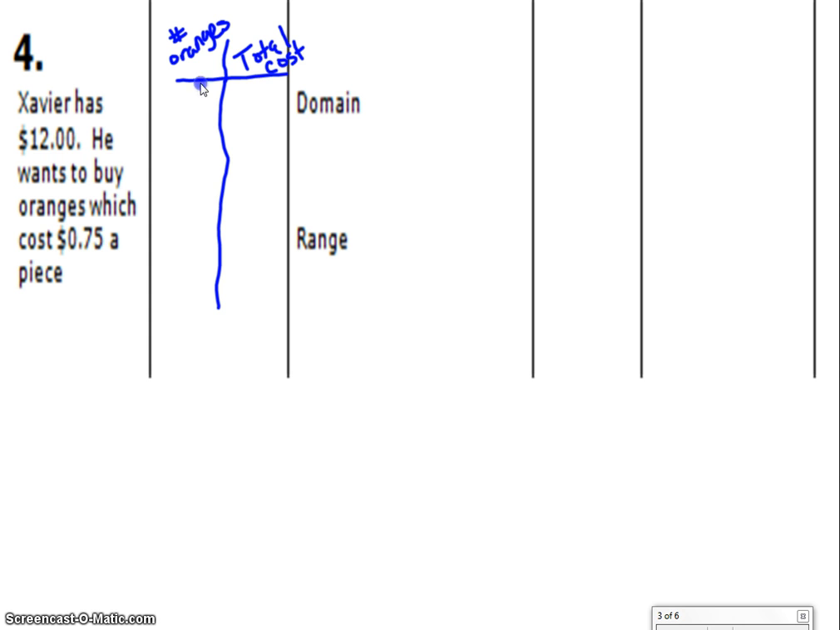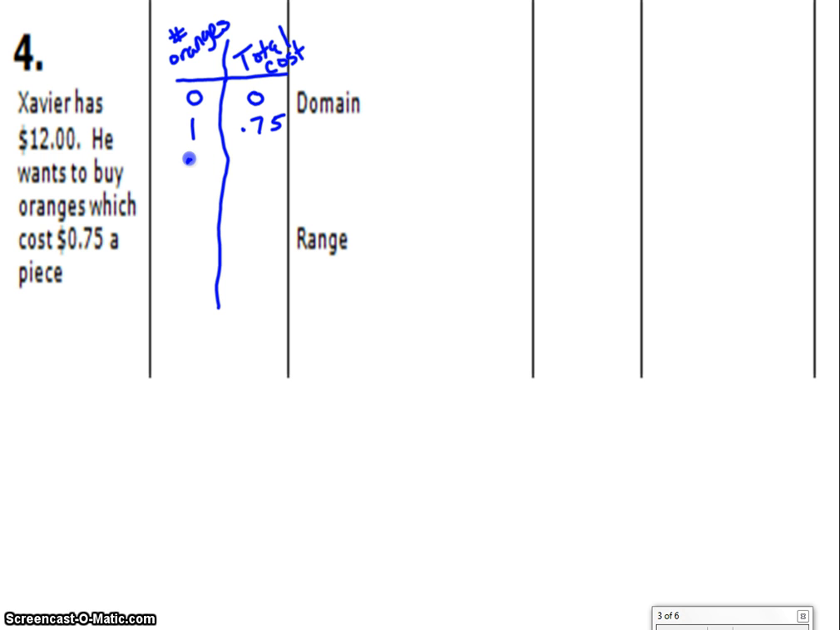Okay, so let's look here. Let's think about this. We know we cannot use negative numbers for oranges because we can't have negative oranges. Half oranges, he can't purchase half of an orange. So the first value that makes sense for this situation is 0. If he buys 0 oranges, he pays a total of $0. Okay, we can continue on. Here we're not going to do a half orange because he can't do that, but he can buy 1 orange. Then he's going to pay 75 cents. Okay, we're building our table right now.